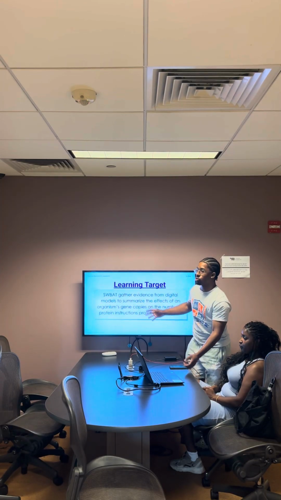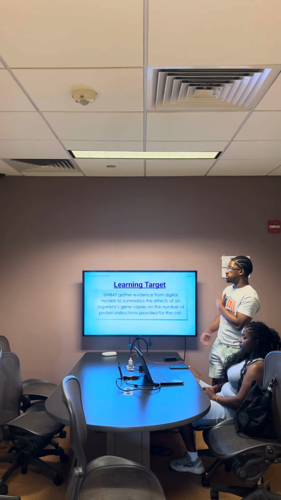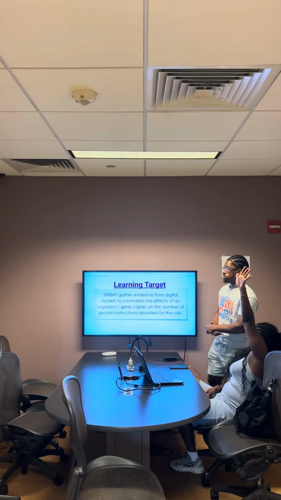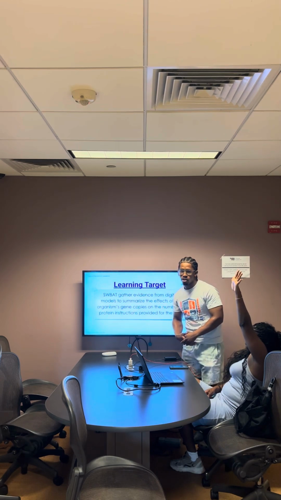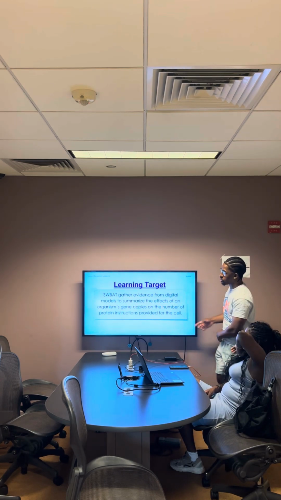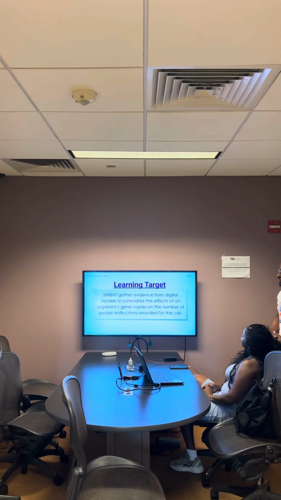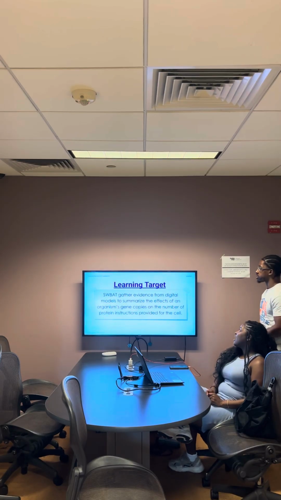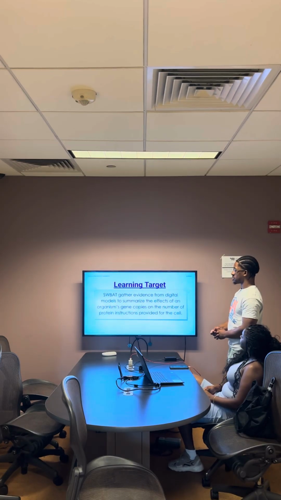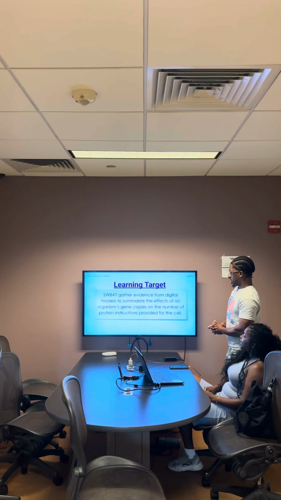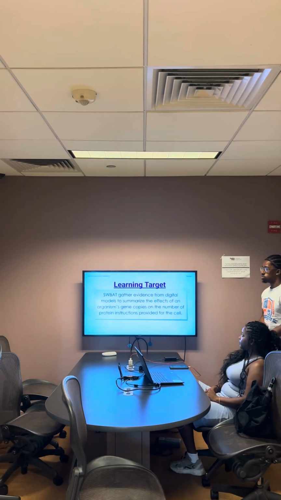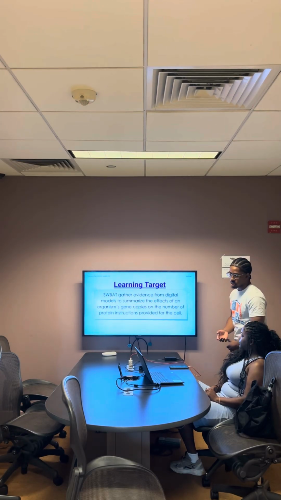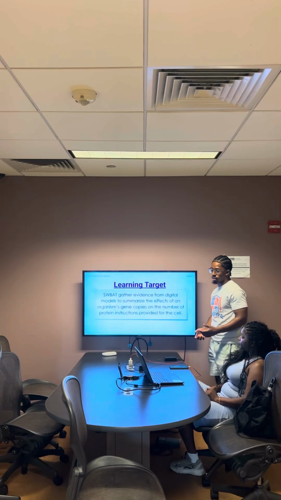Alright, so here's our learning target for today, and this is going to be our big takeaway of the day. Can I have a reader? Cassandra, you've been participating a lot. I'll let you read this really quickly though. Learning target: Students will be able to gather evidence from digital models to summarize the effects of an organism's gene copies on the number of protein instructions provided for a cell. Okay, so can someone put that in their own words really quickly? What will we be able to do by the end of this lesson?